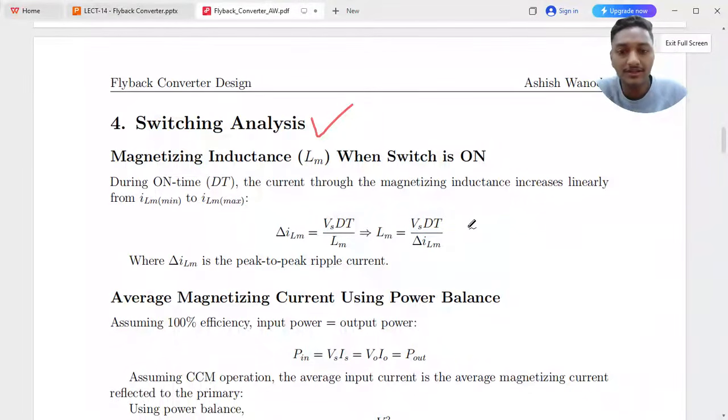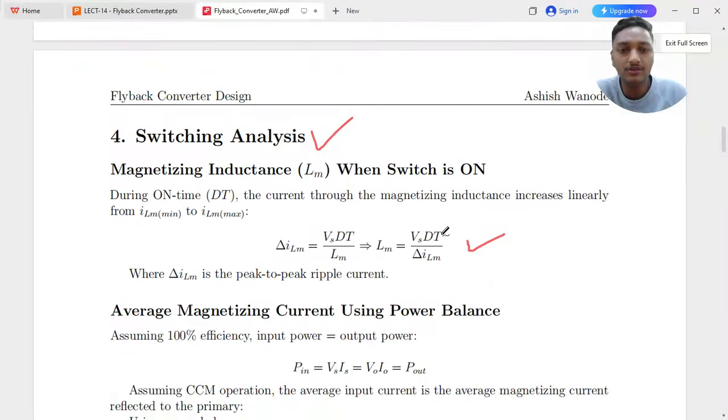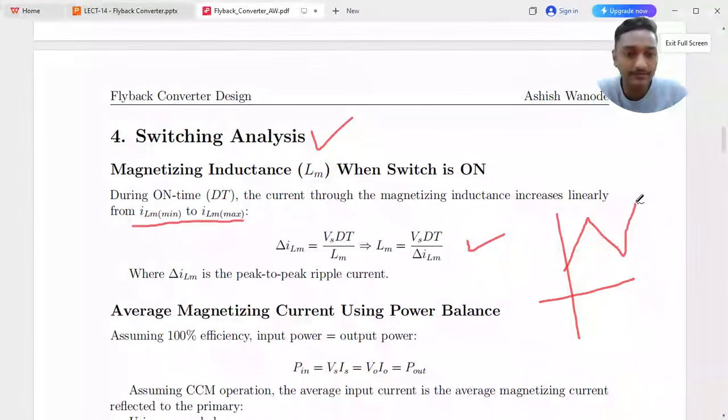Something is written down here: delta ILm is equal to Vs into dt divided by Lm. How did this come about? Let us take either case, when the switch is on or off. When the switch is on, the magnetizing inductance current will increase linearly from IL minimum to IL maximum. This is the particular nature of the inductor current. Over the on duration, it increases from some minimum value to some maximum value.